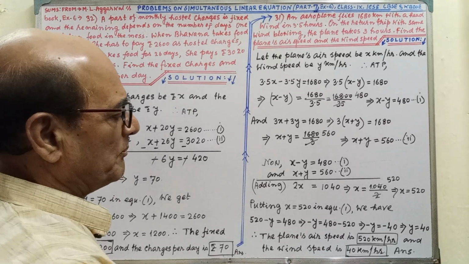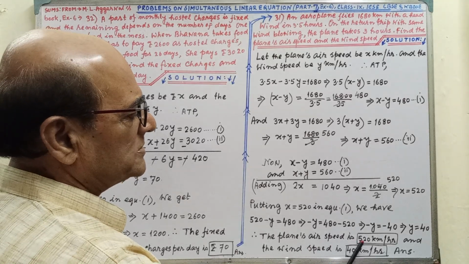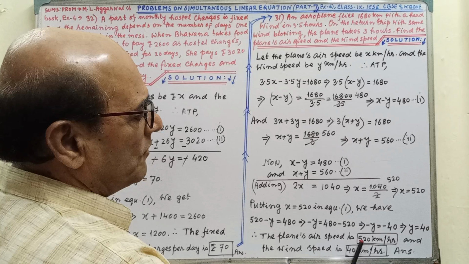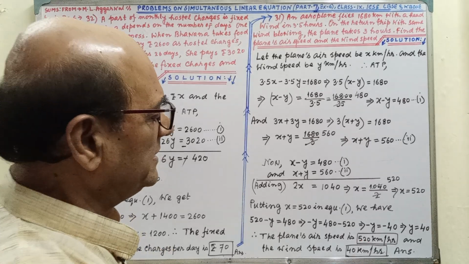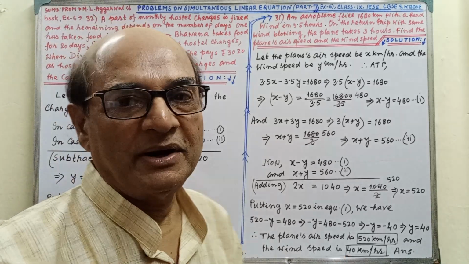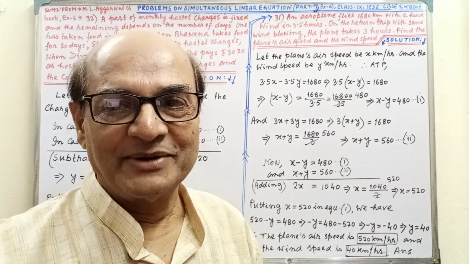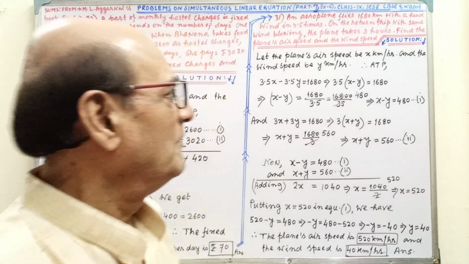Therefore the plane's airspeed is 520 km per hour and the wind speed is 40 km per hour. The sum is completed. Very simple.